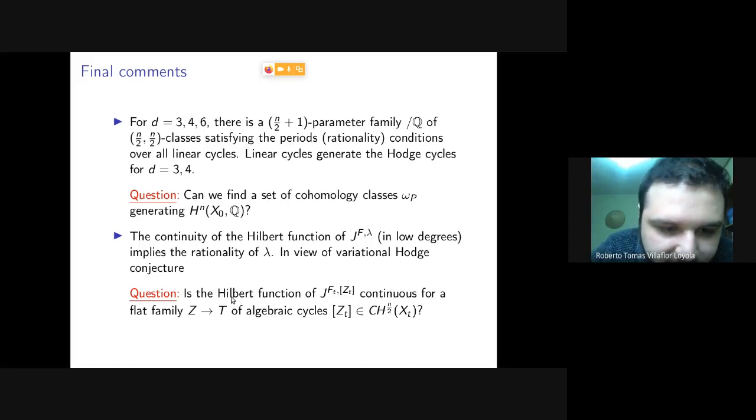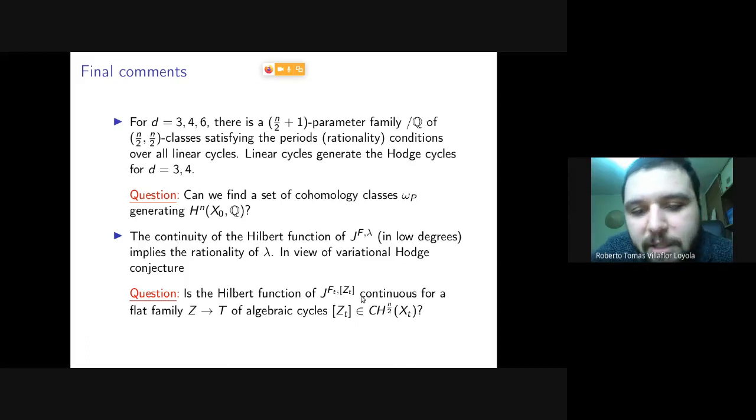So again, consider now a flat family of algebraic cycles, and you look at the Hilbert function of this Artinian Gorenstein ideal. Is it continuous, at least for low degrees? I don't know. And the point is that for me, proving the continuity of this Hilbert function is strongly related to the Hodge condition of the corresponding cycle that you take here, right? Even if you're able to prove that this is continuous for any Hodge cycle, for me this is very close to proving the variational Hodge conjecture.